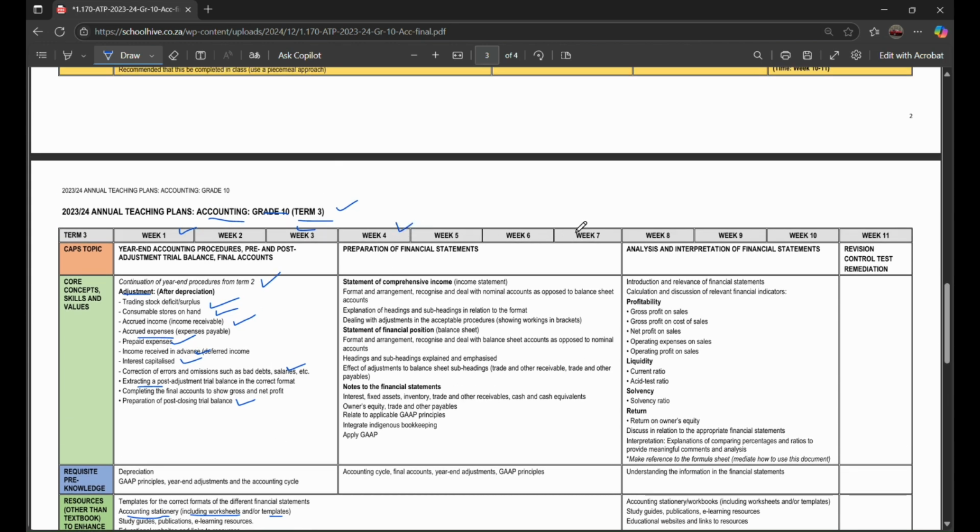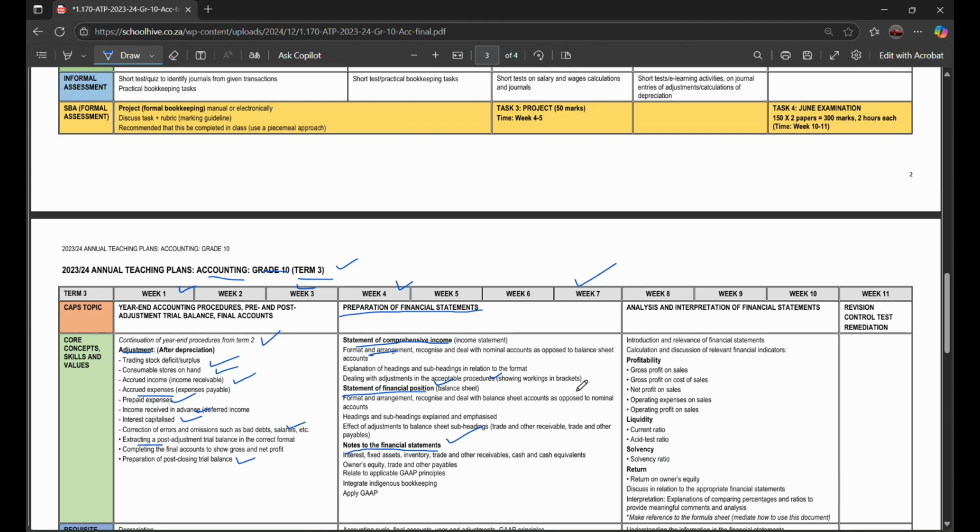Within week 4 to week 7, you're going to be taught the preparation of final statements, which is the statement of comprehensive income. You're going to learn the format and arrangement, recognize and deal with nominal accounts as opposed to balance sheet accounts, explanation of headings and subheadings in relation to the format, dealing with adjustments in the acceptable procedures, statement of the financial position, notes to the final statements, etc., things like that.